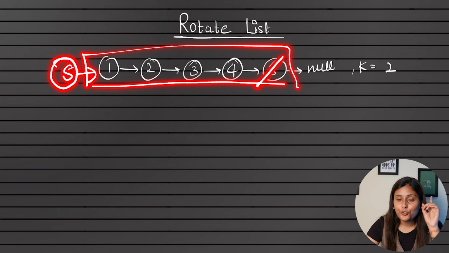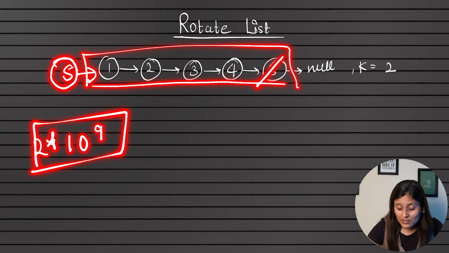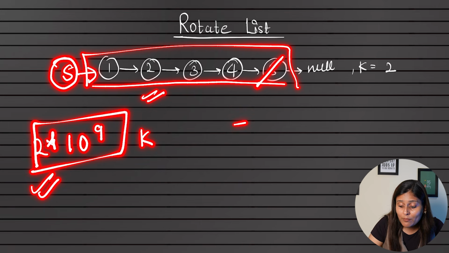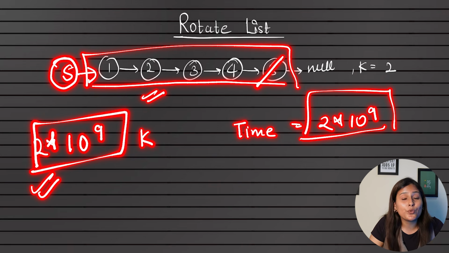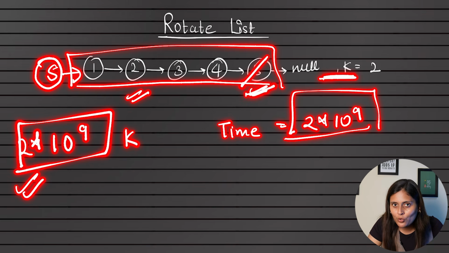So if you do not take modulo at 2 into 10 power 9, and you do these many k operations or rotations, then the time complexity will become 2 into 10 power 9, and for sure this will give you TLE. Because you know beyond 10 power 8 operations it becomes risky, and at 10 power 9 for sure it will give us TLE. So hence, when we already know that the number of nodes is less than k, then we have to apply modulo, right?